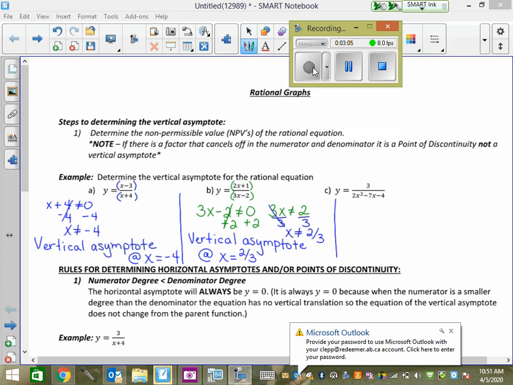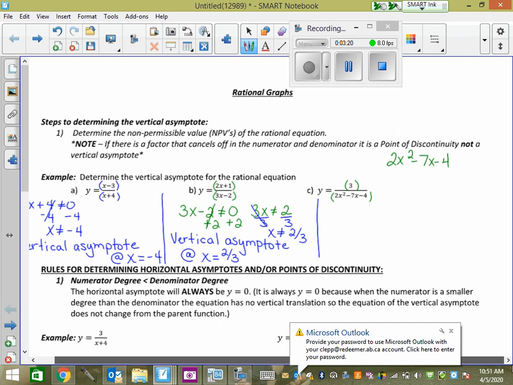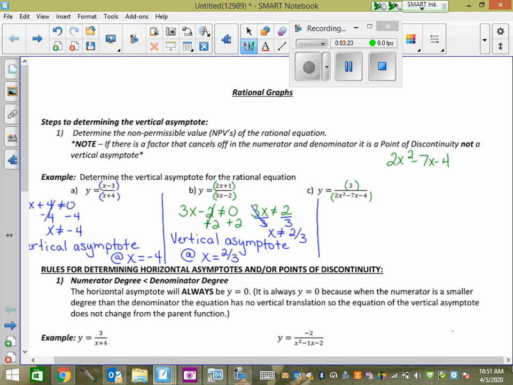For C, I have a 3 on the top and then a quadratic on the bottom. So when I have a quadratic on the bottom, the first thing I need to do is actually factor it. So I have to do decomposition. So 2x squared minus 7x minus 4. So I ask myself, what times what equals the outside numbers, so 2 times negative 4. So what times what equals negative 8, and what plus what equals the middle number, negative 7. So it's going to be negative 8 and positive 1. Negative 8 times positive 1 is negative 8. Negative 8 plus 1 is negative 7.